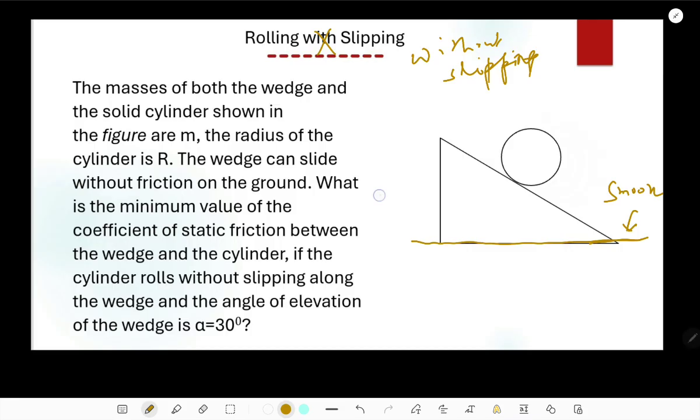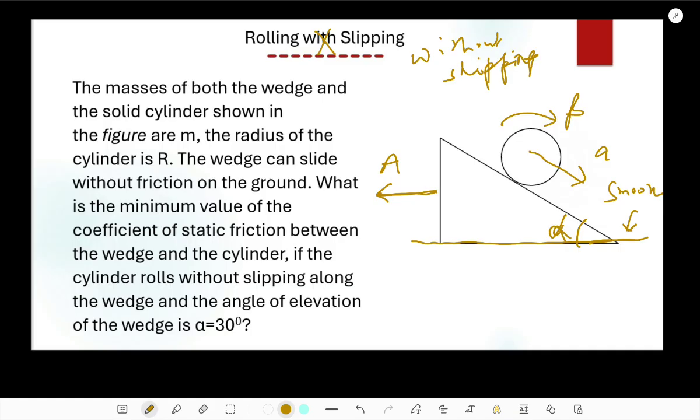Suppose its acceleration is, let's say, capital A. A denotes the horizontal acceleration of the wedge to the left. And let us consider small a is the acceleration of the cylinder relative to the wedge. And its angular acceleration, because we already have an angle alpha, is beta. The angular acceleration of the cylinder is beta.